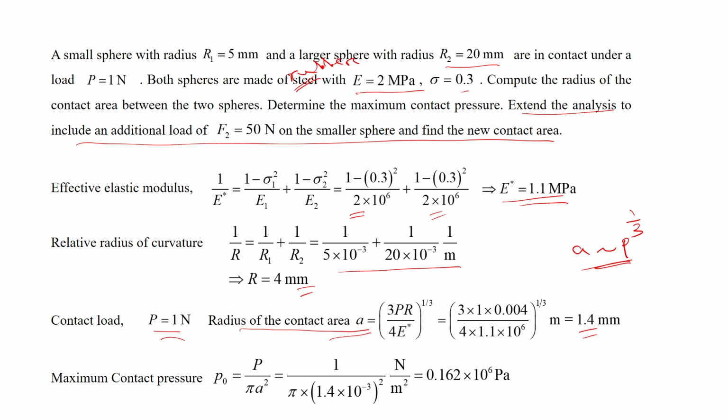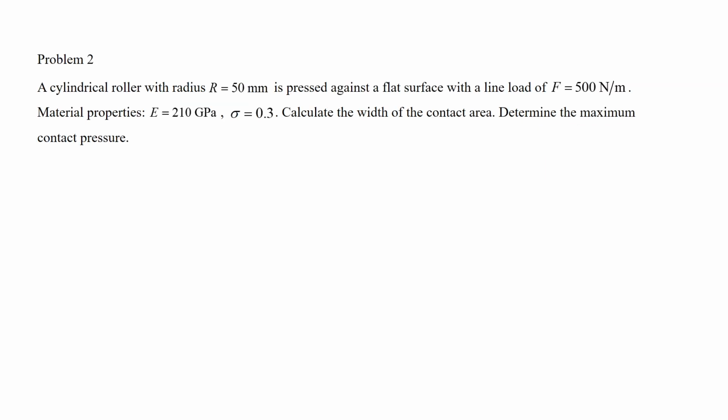So, the maximum contact pressure is P0 equal to capital P by pi a square, and it can be written something like this. So, by using those ideas you can solve this kind of problem. There is another problem on cylindrical rolls that I have not discussed. I am not going to talk about it right now, I will take it up later, but you can also try it. So, that is all I have about Hertzian contact mechanics.